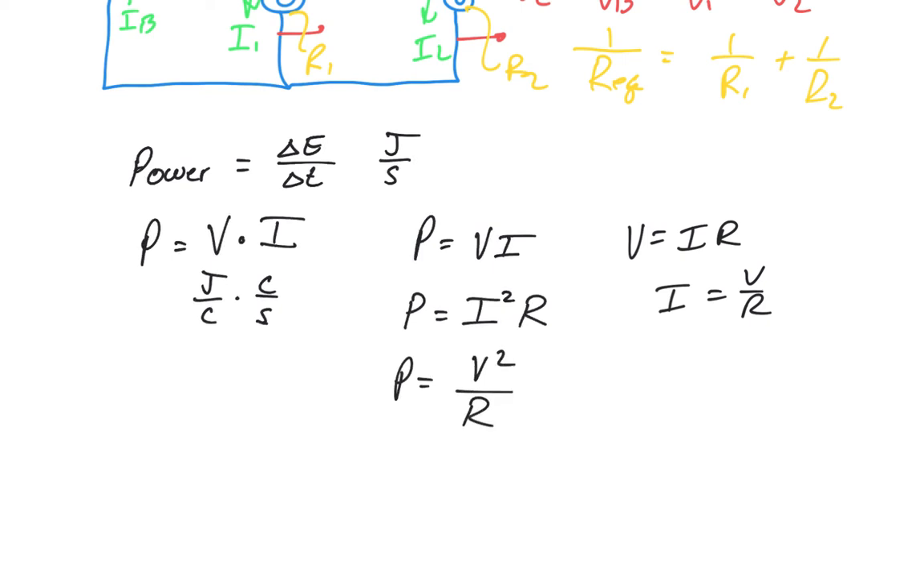I can use these equations when I'm comparing the power used by different components. For instance, if I've got a circuit set up with two components and they each have the same voltage, but one has more current, I'm going to know that the component with more current is using more power. Similarly, if I know that two components have the same resistance, but one has more voltage over it, I'm going to see that power is greater.